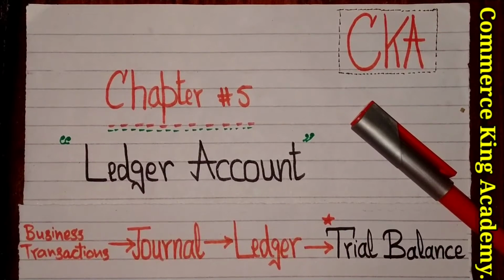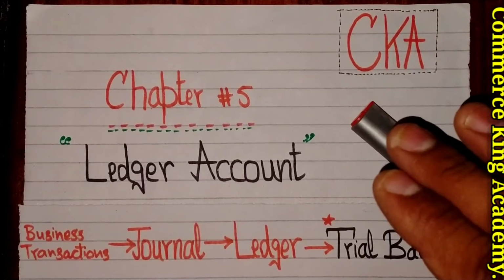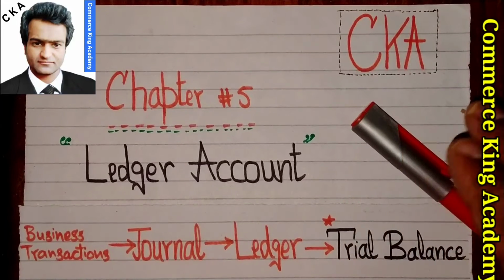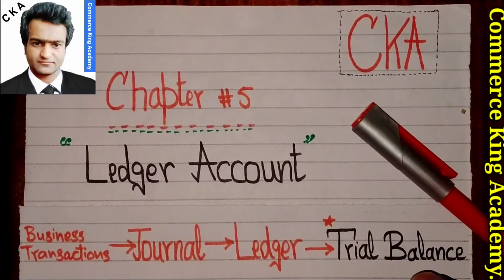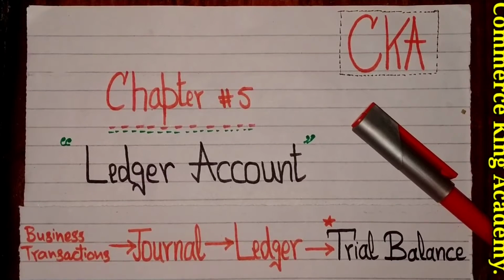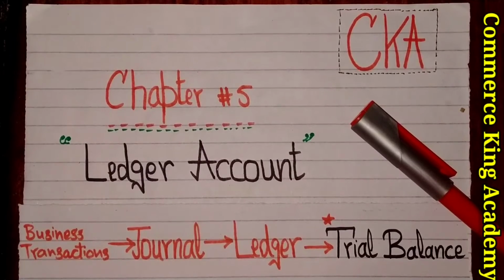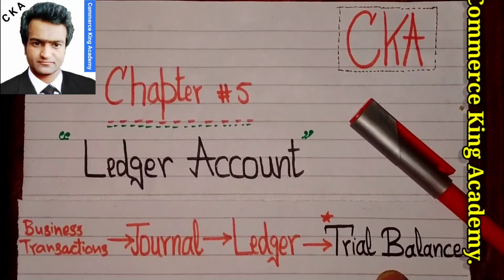In today's lecture, we will learn about chapter number 5, which is our existing chapter, ledger account. Today, we will discuss its latest topic, which is trial balance. You already know that we have done its existing parts, which are business transactions, journal, and ledger account. After that, our next point in this chapter is trial balance.